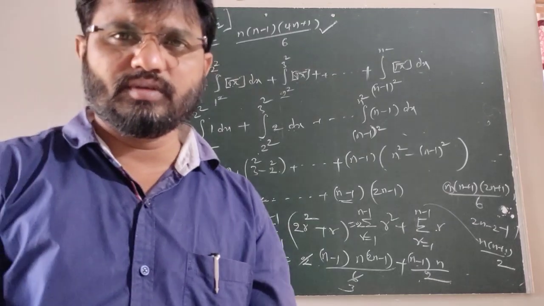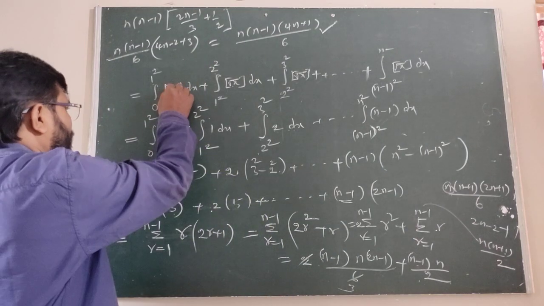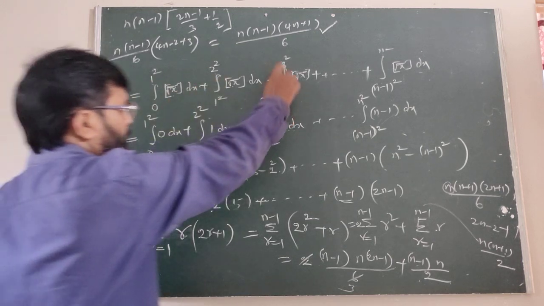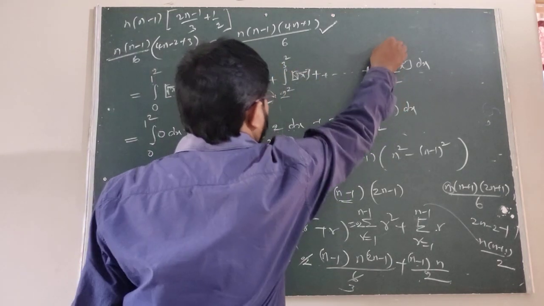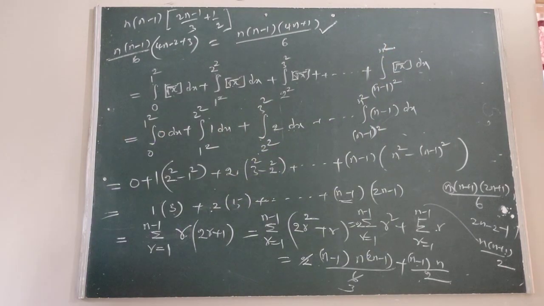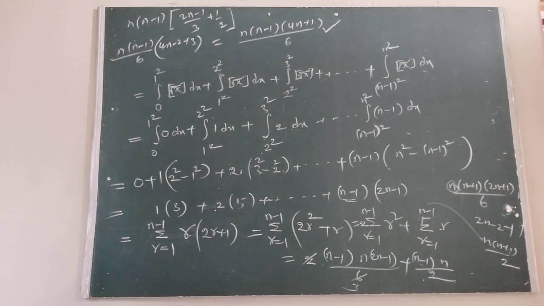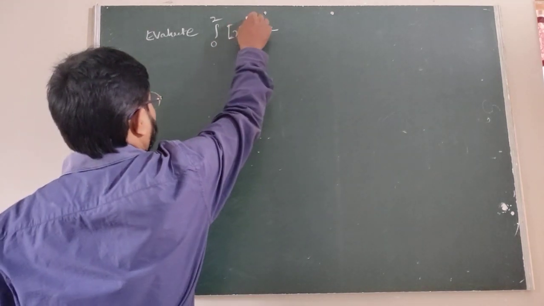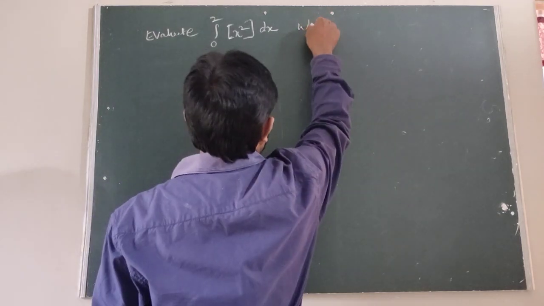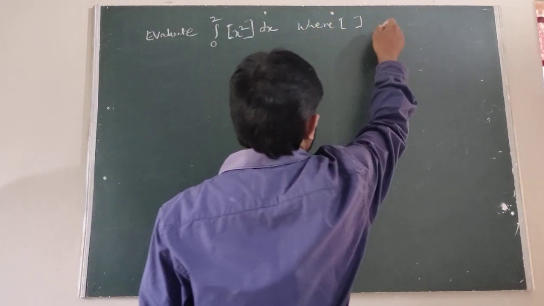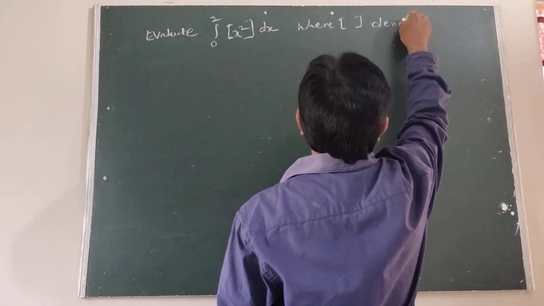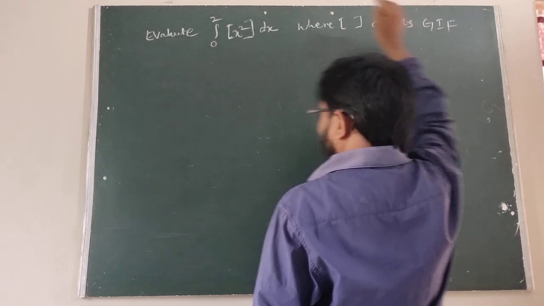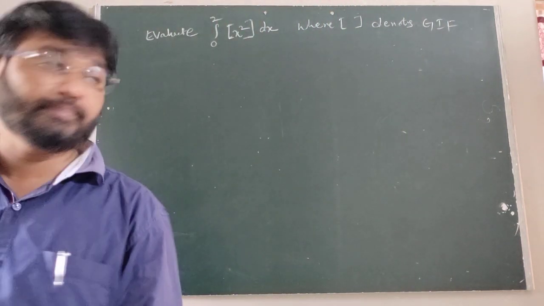Okay. How to write this one? When the square root of x is there, we have the limits 0 to 1 square, 1 square to 2 square, 2 square to 3 square, n minus 1 square to n square. Then we got that one. Integral 0 to 2, here the step of x square dx. GIF, greatest integer function.